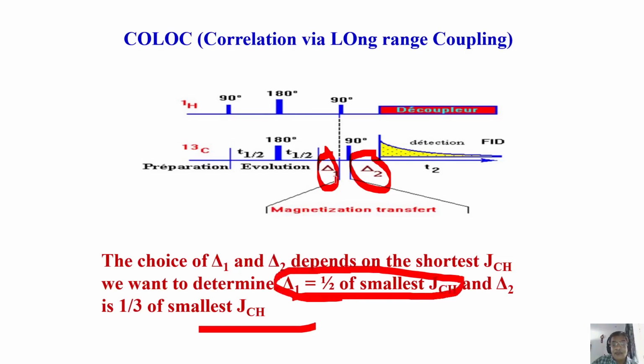And once you adjust these delays, delta 1 and delta 2, corresponding to the smallest coupling, of course different carbons may have different coupling with proton, but the smallest two-bond or three-bond coupling approximate value you should know, and optimize that delay equal to half of the J coupling for delta 1 and 1/3 of J for this one. You can establish long range correlations.